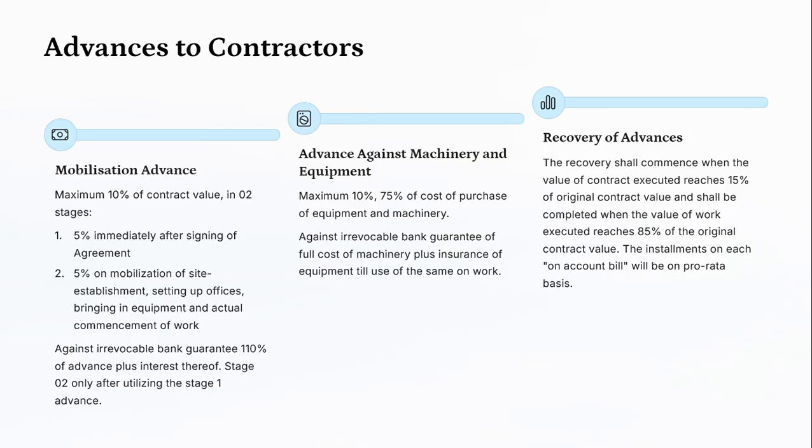Advance against machinery and equipment, maximum 10%, 75% of the cost of purchase of equipment and machinery. Against irrevocable bank guarantee of full cost of machinery plus insurance of equipment till use of the same on work. Recovery of advances. The recovery shall commence when the value of the contract executed reaches 15% of original contract value and shall be completed when the value of work executed reaches 85% of the original contract value. The installments on each on-account bill will be on pro rata basis. Advances to contractors is also part of GCC General Contract Conditions 2022.